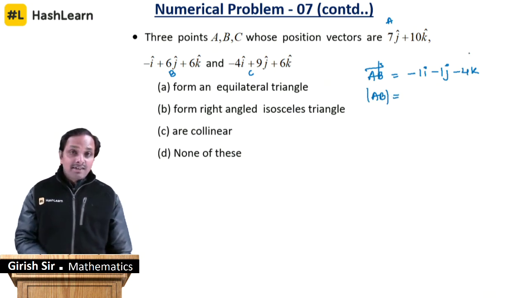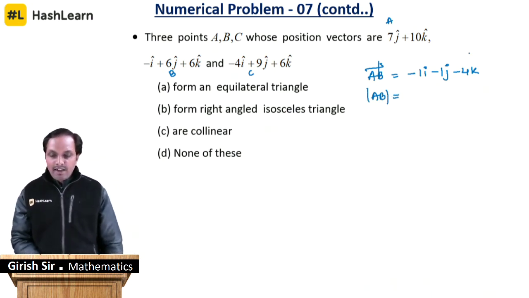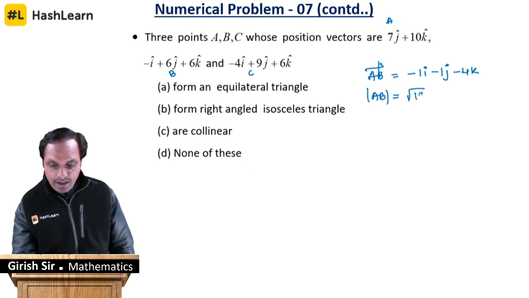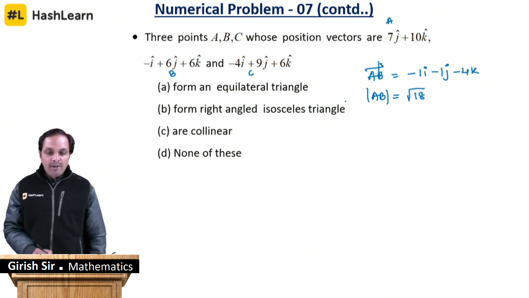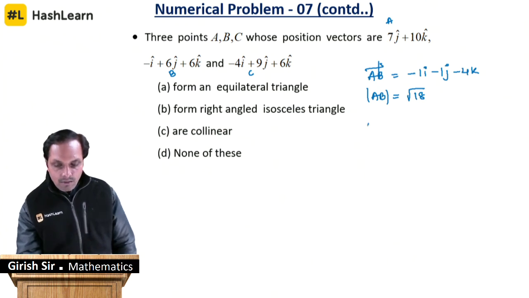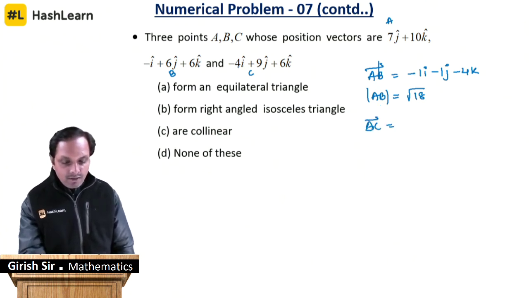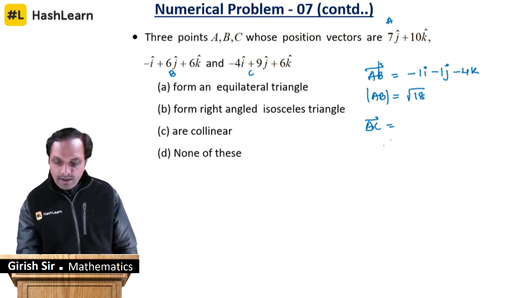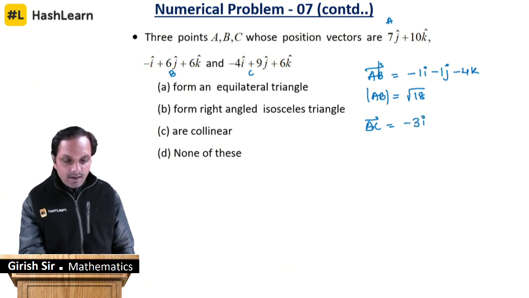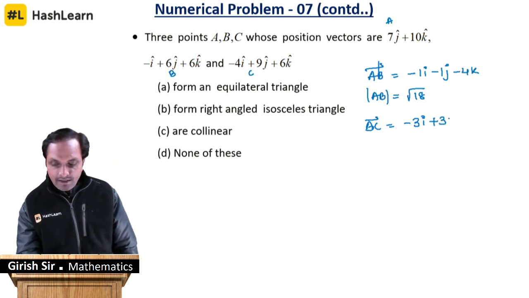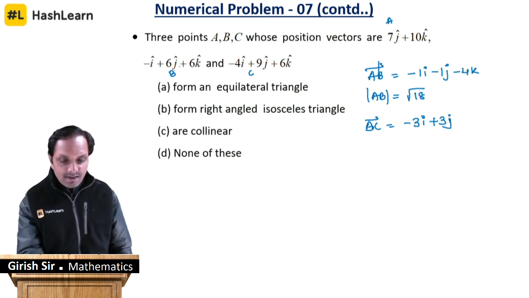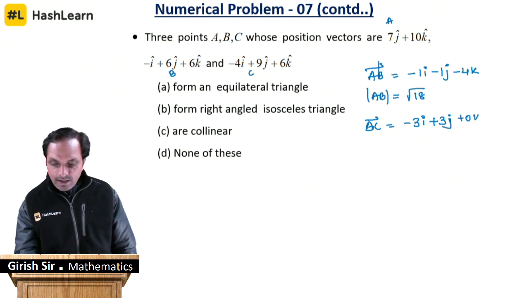That is 4 square is 16 plus 1 is 17 plus 1 is 18. This will be root 18. Similarly, you find AB, हो गया, और BC find करो. What is your BC vector? Your BC vector is C minus A. So minus 4 with this part will give you minus 3I. 9 minus 6 is plus 3J. यहाँ पे 6 है, minus 6K is 0K. यहाँ पे BC का मैग्नीट्यूड हो गया रूट 9 प्लस 9, रूट 18 आ रहा है.